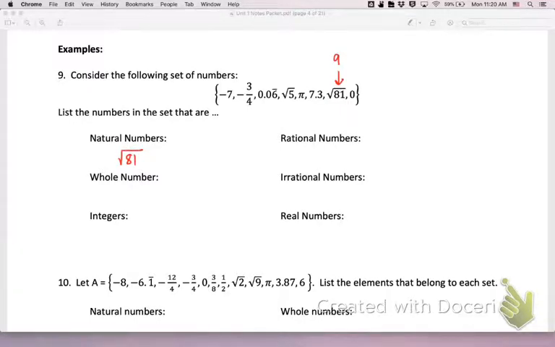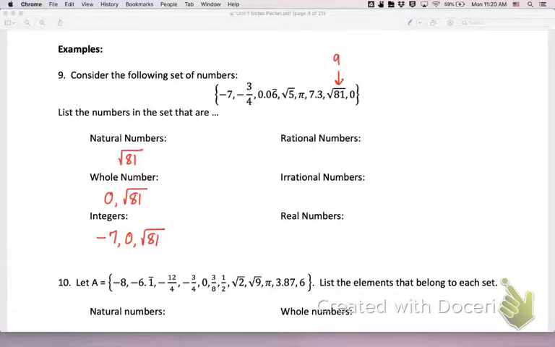Now let's look at the whole numbers. So whole numbers include 0, and we have 0 in the set, so 0's got to go in there. And then it's going to be all the other natural numbers, so square root of 81 is going to be in there as well. Integers is going to contain everything from whole numbers, but also the negatives. We're still not to decimals or fractions yet, so the only other number we can add to this list is -7. Notice our set is getting bigger every time because we're adding more sets to what we're looking at.